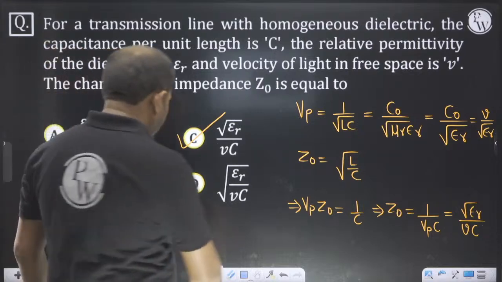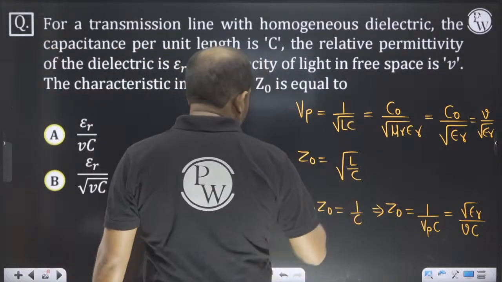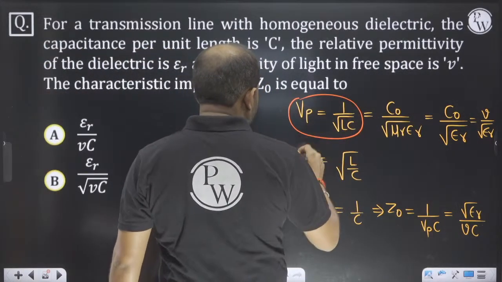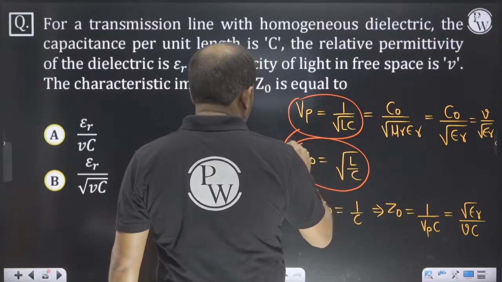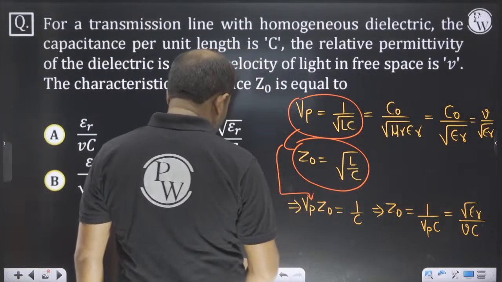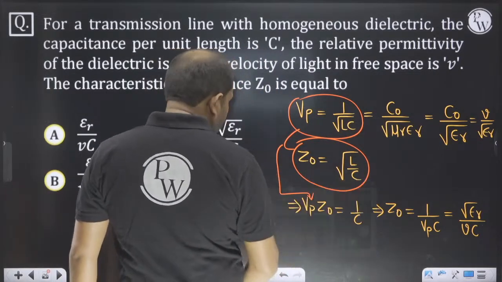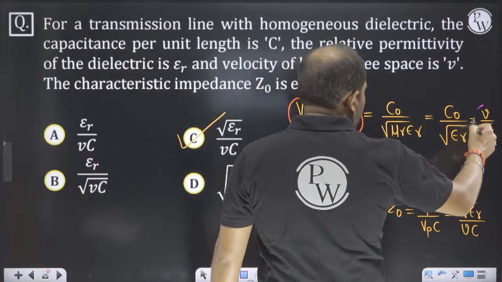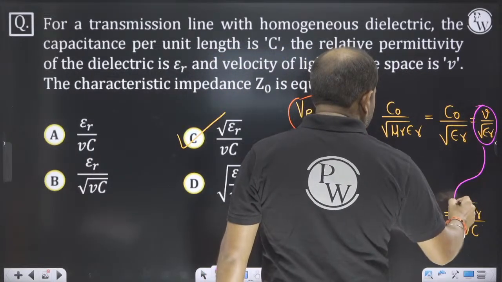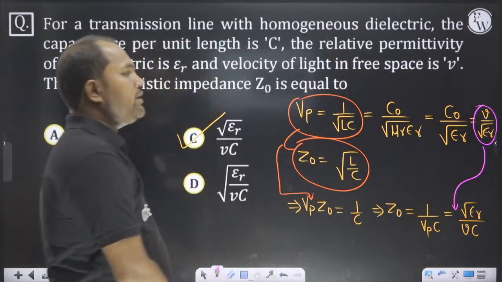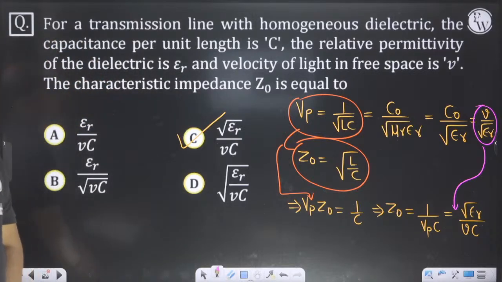I have put the value of this one. So what I have done is multiplied this one and this one, and we will get this. After that, I have used v upon under root epsilon r. So in that case, I will calculate Z0. So Z0 is equal to under root epsilon r times v upon C.